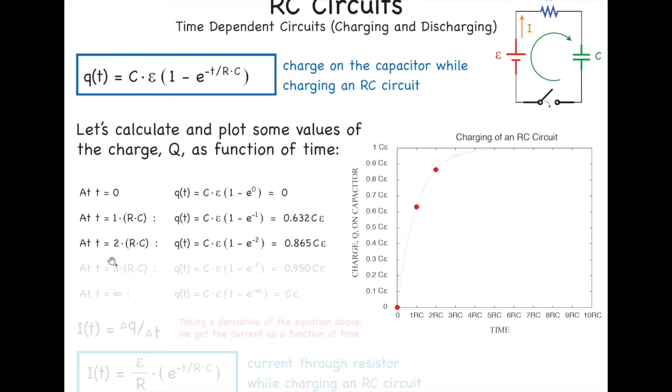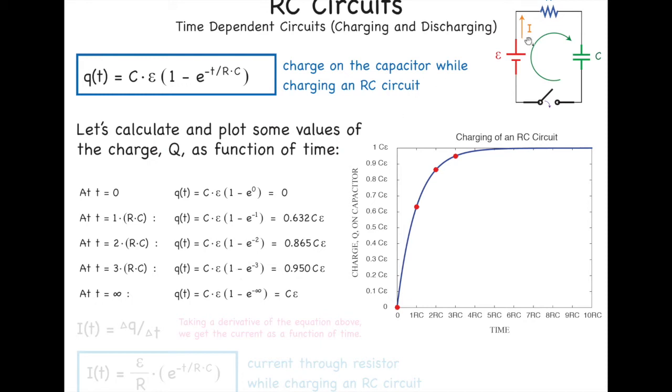If we wait another 42 milliseconds so that we're at 2 RCs, then at 2 time constants, we will have moved up to about 86% of full charge, and then 95%. And eventually, when we get to an infinitely long time away, we will be approximately fully charged. But it really is an asymptotic approach to that full charge.